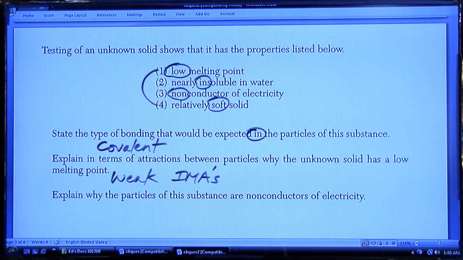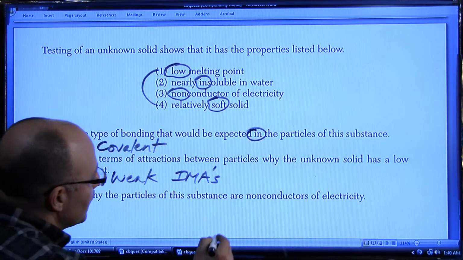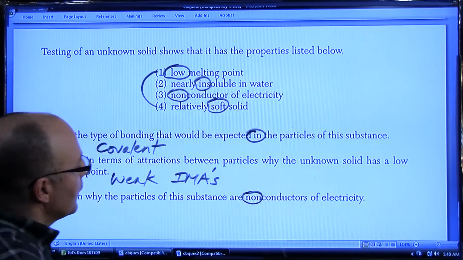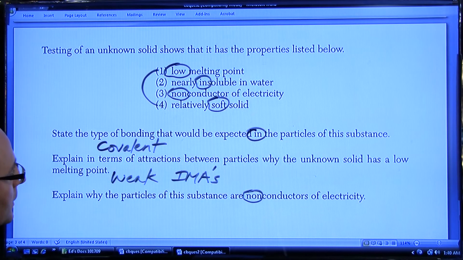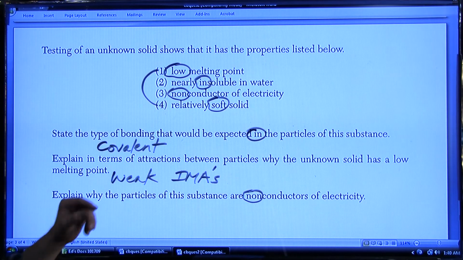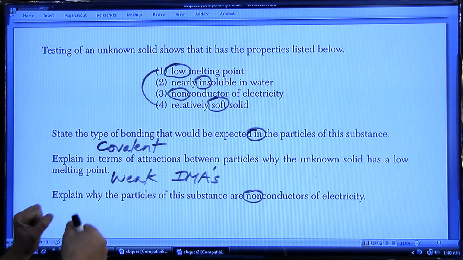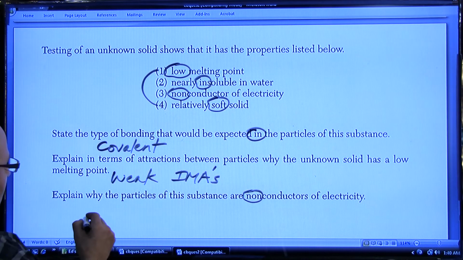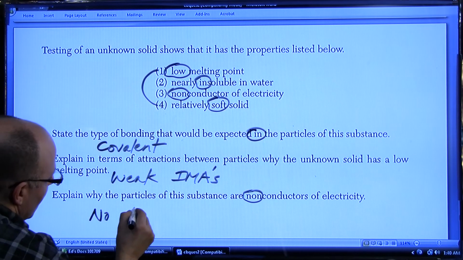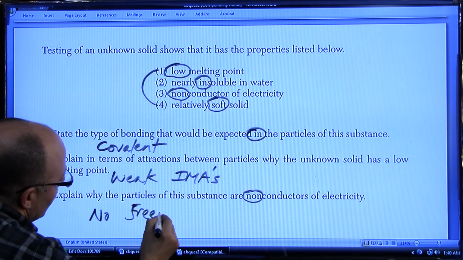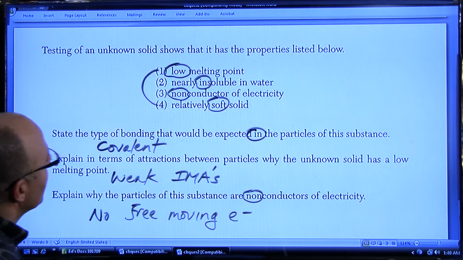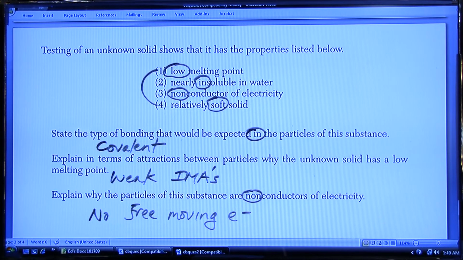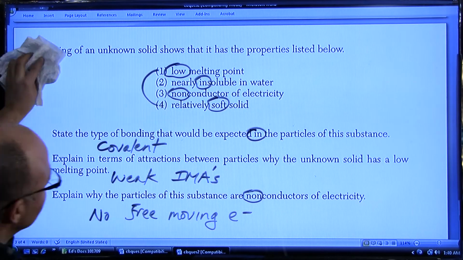Then explain why the particles of this substance are non-conductors. Well, to be a conductor, you have to have freely moving electrons, and these certainly don't have it. The electrons are being shared between the atoms, so there are no free moving electrons to enable conductivity. Okay.